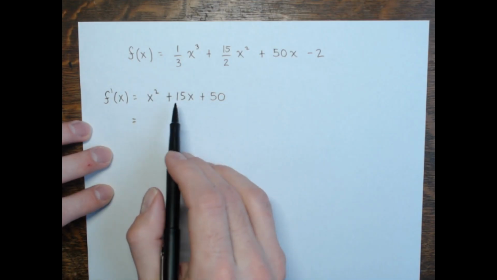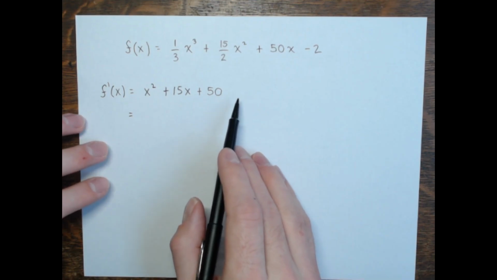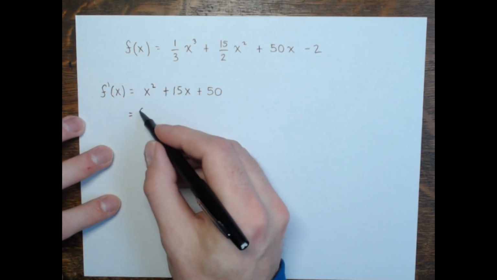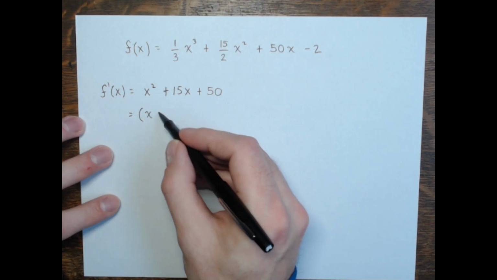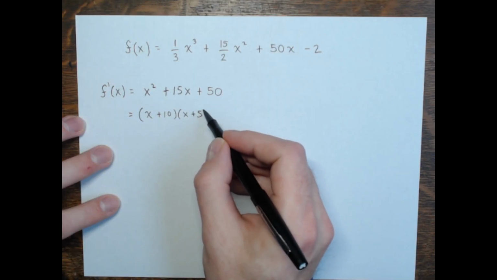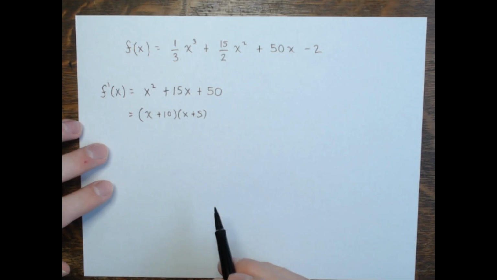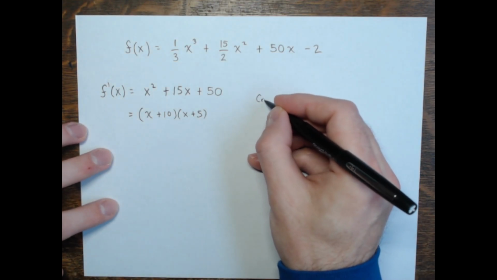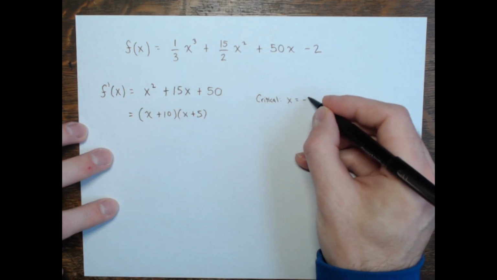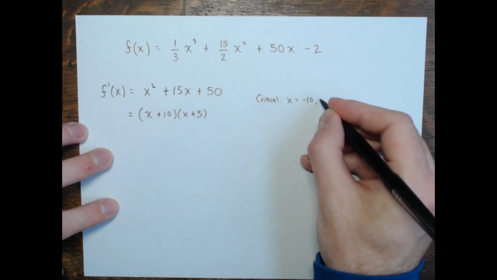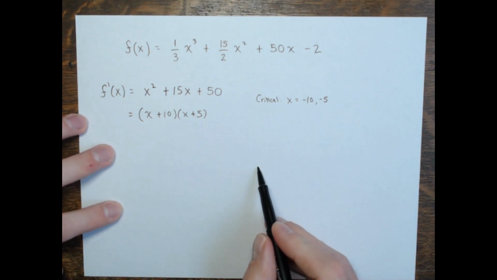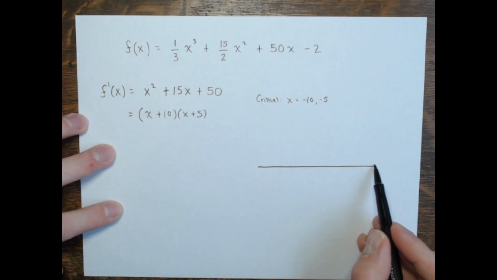Now this is a quadratic, so if I want to see where this is 0, I could use the quadratic formula or complete the square method, but this is another nice factorable one. This should factor to x plus 10 times x plus 5. That would multiply to be x squared plus 15x plus 50. So my critical values are x equals -10 and x equals -5, where the output would be 0 for this first derivative.